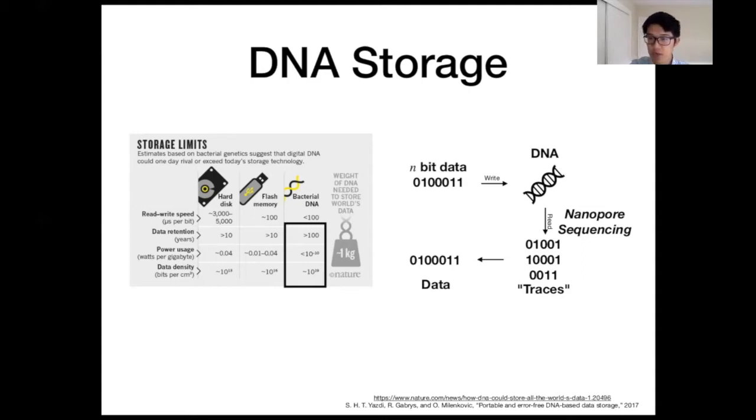There's a few ways to do this. One of the primary ways is something called nanopore sequencing. And sweeping a lot of details under the rug, nanopore sequencing produces some noisy copies of our data, which we call traces. And from the traces, we can recover our data. This talk is going to be concerned with this last step of recovering our data from the traces. And we'll deal with a particular formulation of this problem called trace reconstruction.